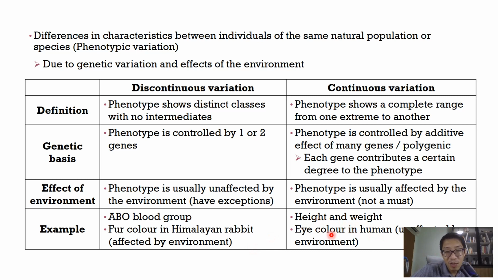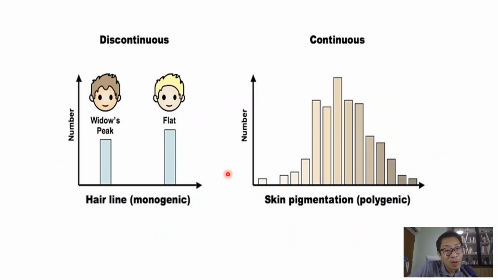For the continuous variation examples: height and weight, skin color, and so on. And eye color as well. So the different eye colors, and for each color there are different shades as well. Even for my eyes, which are black, there are different shades of black, for those of us with black eye colors. And eye color is not affected by the environment. So this is an example of continuous variation that's not affected by the environment. So not a must.